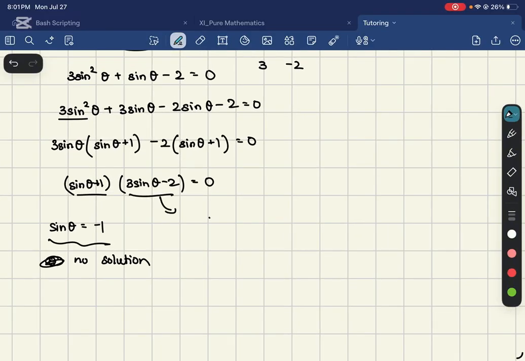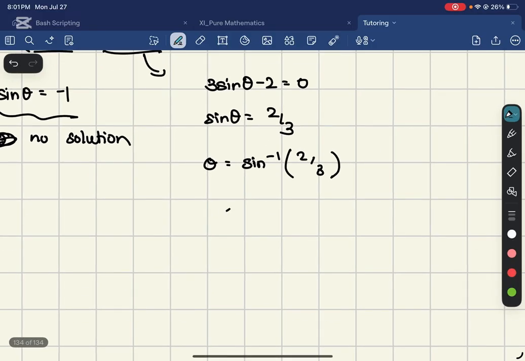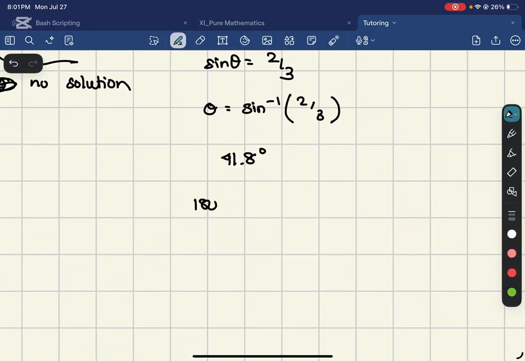And this one tells me that 3 sine theta minus 2 is equal to 0. So sine theta is equal to 2 over 3. And because this is a positive value, I can get an acute angle by taking the sine inverse. All right. So sine inverse of 2 over 3 gives me 41.8 degrees. And to get your other angle, it's going to be in the second quadrant because sine is positive in the second quadrant. So I get 180 minus 41.8.